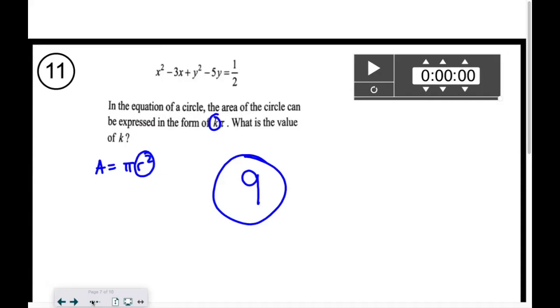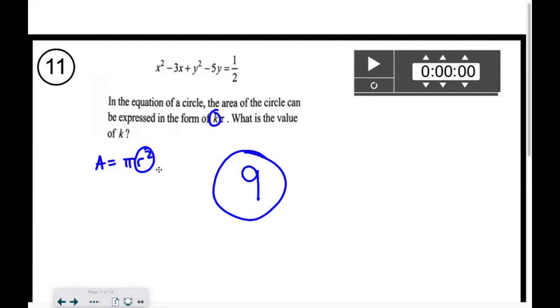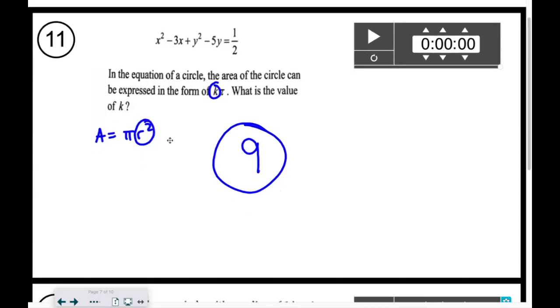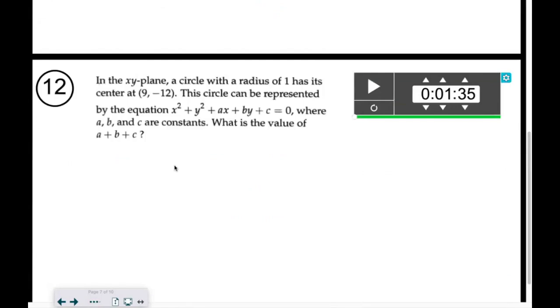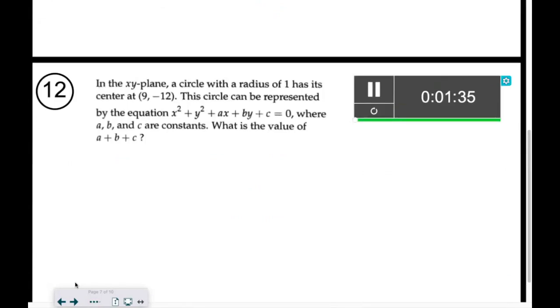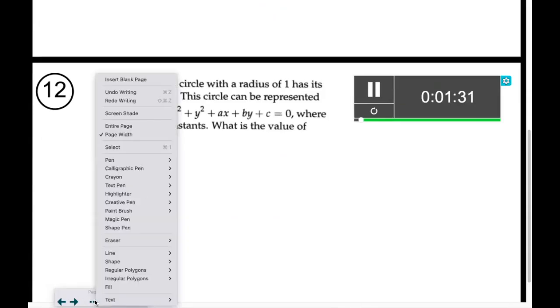All right. Any questions? Nope, I understood. Cool. All right. Then we're going to do one more problem and then we'll be done. So I'll give you a minute and a half for this one.